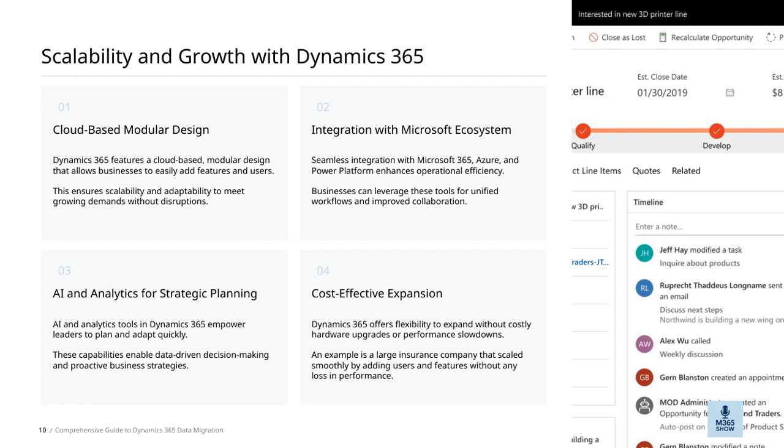Another vital aspect is how seamlessly Dynamics 365 integrates with the broader Microsoft ecosystem. Microsoft 365, Azure, and Power Platform. This integration enhances operational efficiency by creating unified workflows and fostering better collaboration across teams.